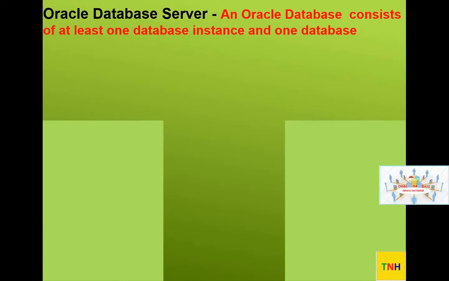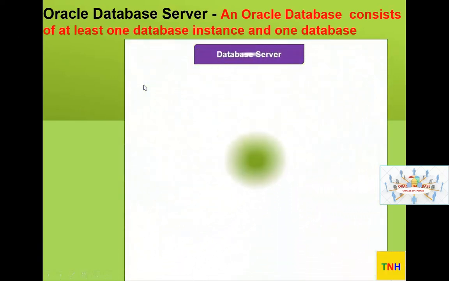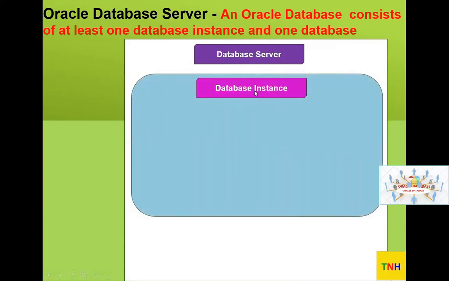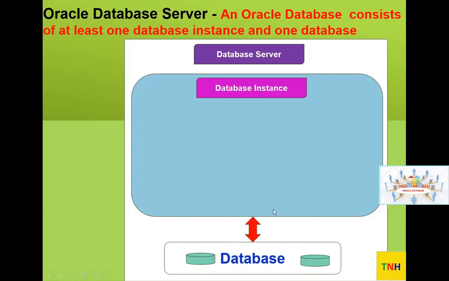The database mostly represents the physical structure. That means an Oracle database consists of mainly three file types: control file, log file, and DBF file. So let's go on to the explanation visually. In the database server we have the database instance and the Oracle database. This is what the definition says. One database always deals with one instance, and that is the link between the memory and the physical.